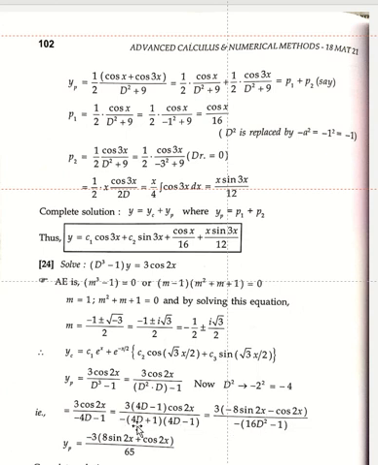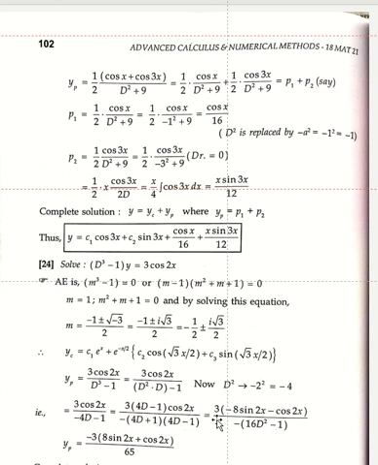Here this is in the form of a plus b into a minus b. Therefore, a plus b into a minus b is a square minus b square. A square is 4D whole square. What is 4D whole square? 16D square. Minus b square is 1 square. Minus 1 square is minus 1.